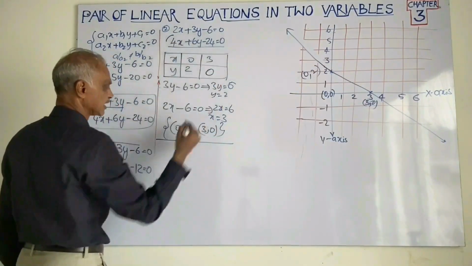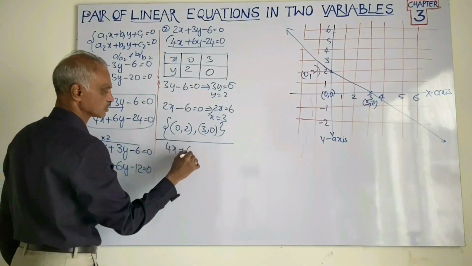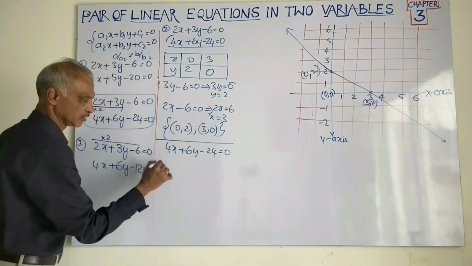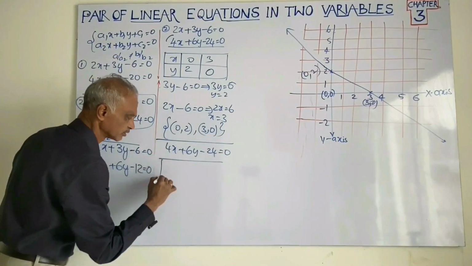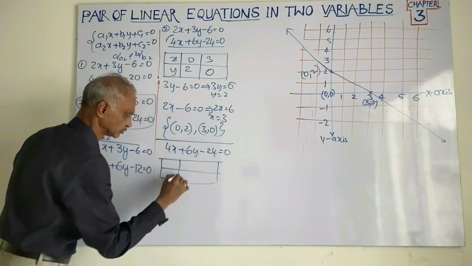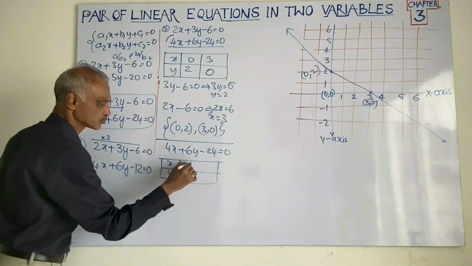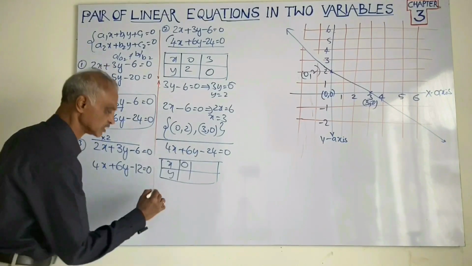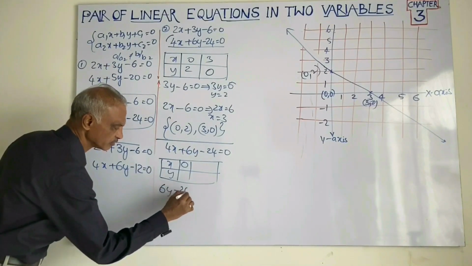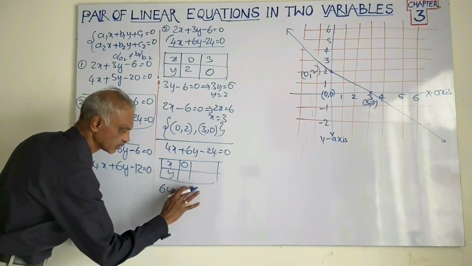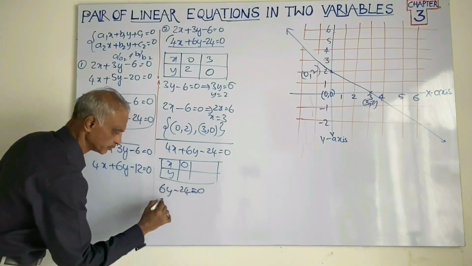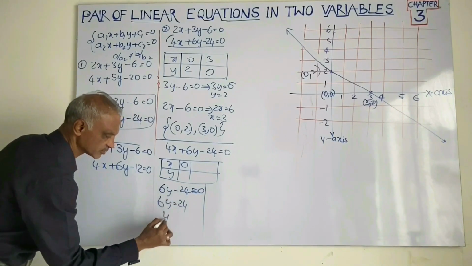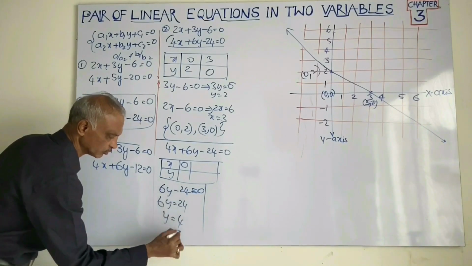You take this line 4x plus 6y minus 24 is equal to 0. See, instead of x you substitute 0. Substitute 0 here. 4 into 0 is 0. 6y minus 24 is equal to 0. 6y is equal to 24. y is equal to 4.